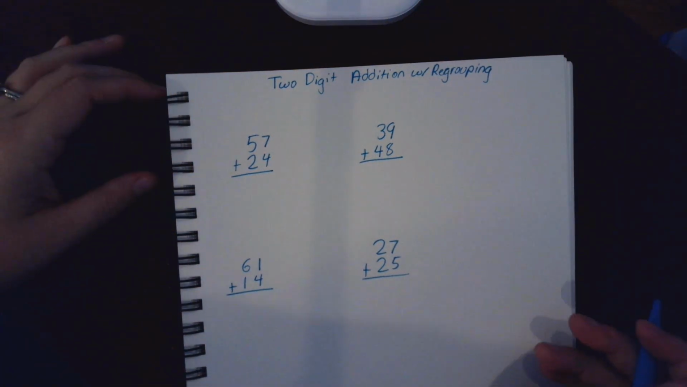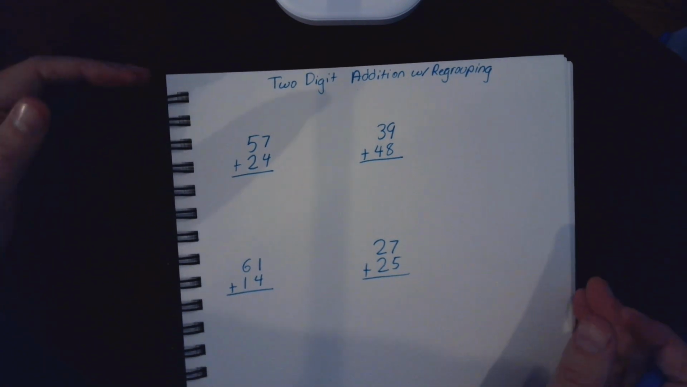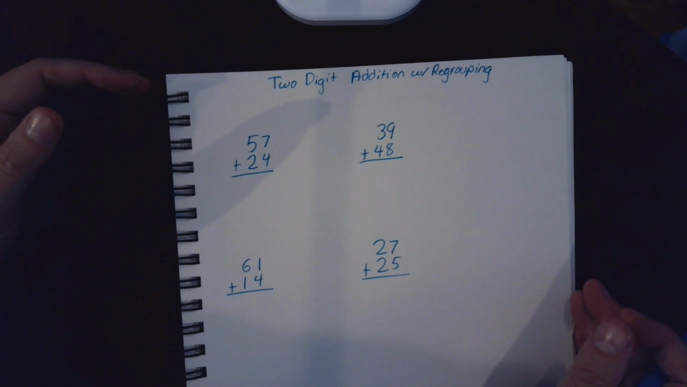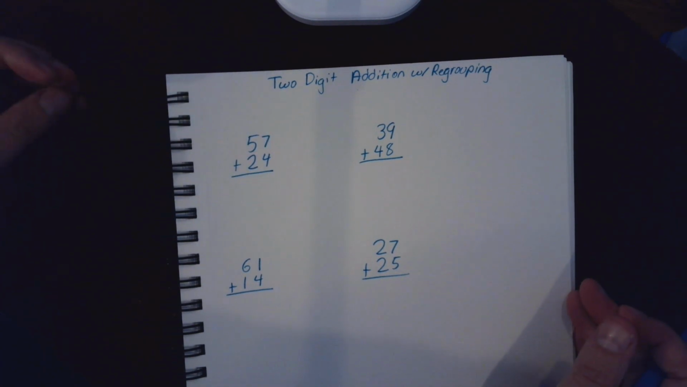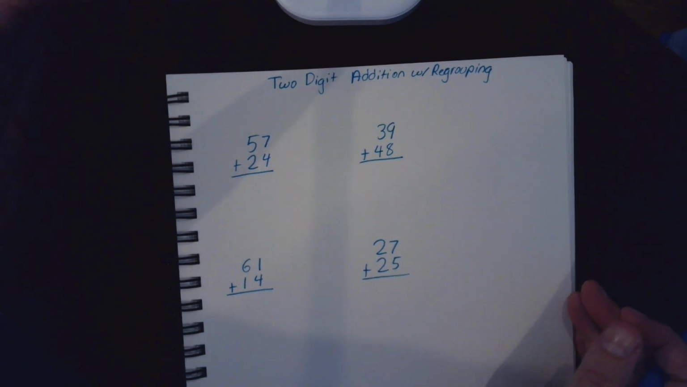So this lesson is two-digit addition with regrouping. I like to go through this lesson even though students seem to pick up on this pretty quickly, because I need to make sure that the correct vocabulary is being used with students. Most parents still say, oh, you carry the 1 over. That is not true. We do bring a number over. We call it regrouping instead of carrying.